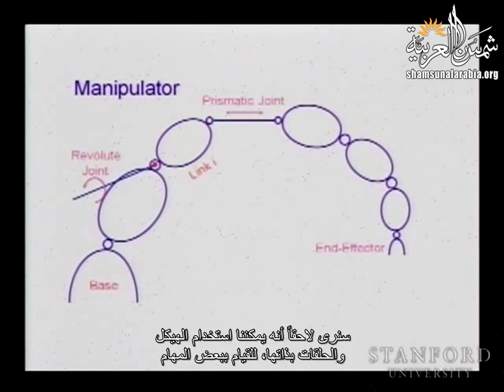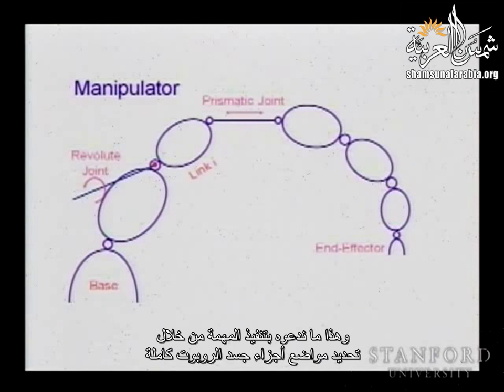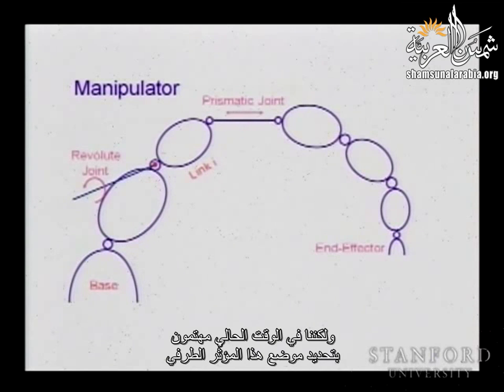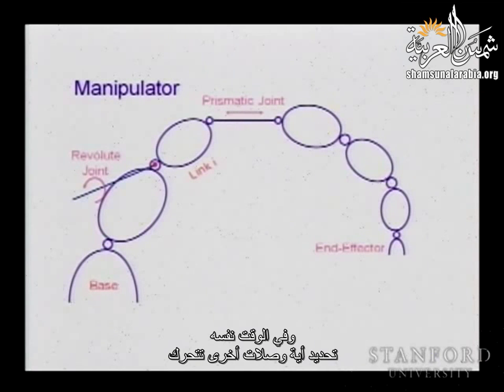Obviously, later we will see that it is possible to use the body, the links themselves, to do manipulation. We call it whole body manipulation. But for now, we are really interested in locating this end effector, at the same time locating any other links that is moving.